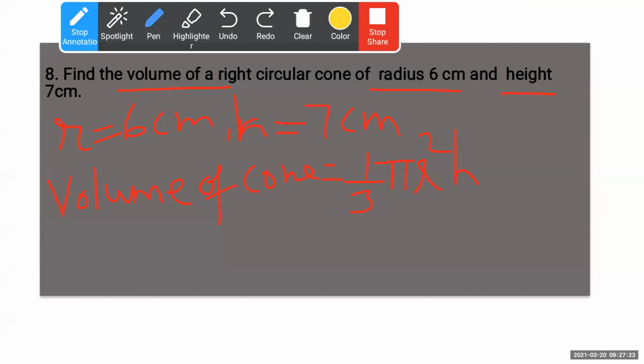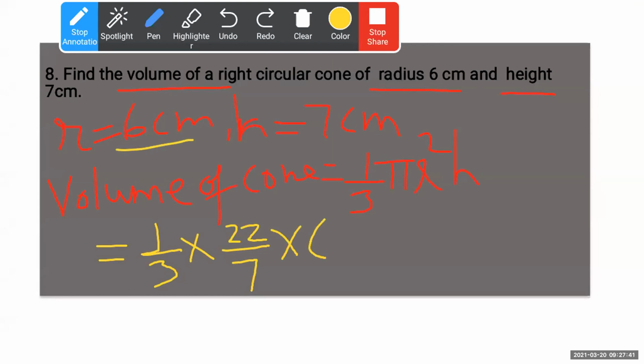So substitution: 1 upon 3 into the pi value. You can take either, as I told you. I will take 22 upon 7 into r, which is given as 6, but it is squared, so 6 into 6 into height. Height is given as 7. Here I have taken 22 upon 7 because, students, this 7 and this 7 I can cancel.